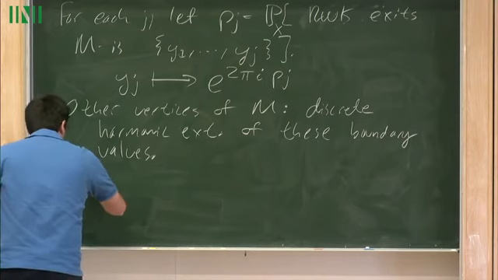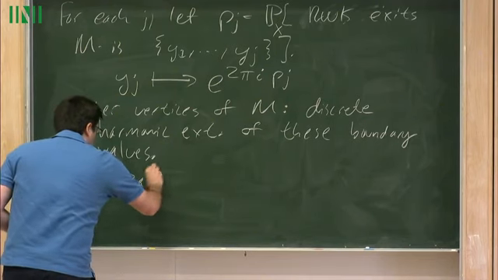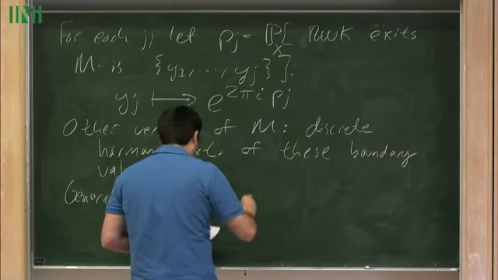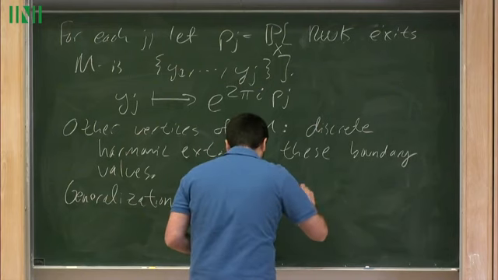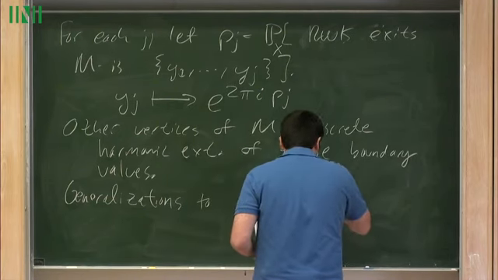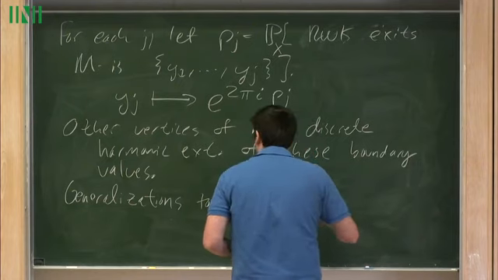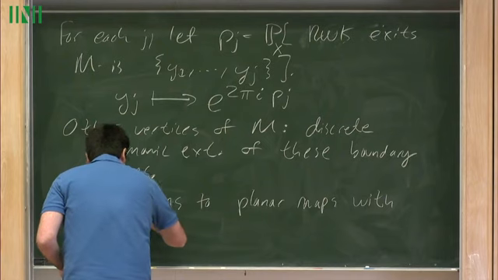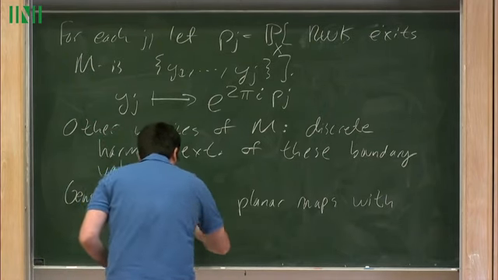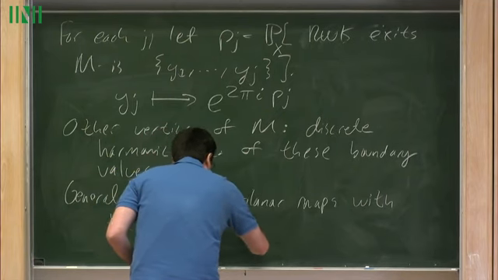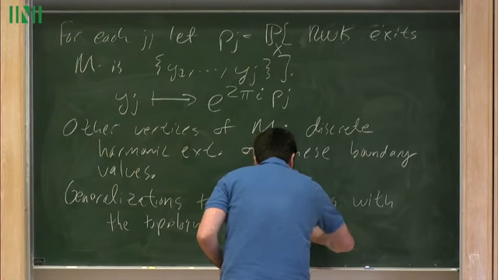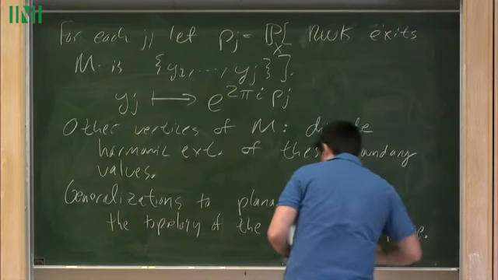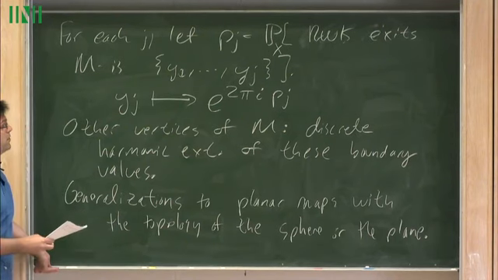There are other ways of generalizing this, which I don't really want to describe in too much detail, but you can generalize this to planar maps with other topologies. For example, it's not very difficult to come up with ways of doing this in the setting when you have a planar map with, say, the topology of the sphere or the plane. Okay, so this is what I'm going to talk about.